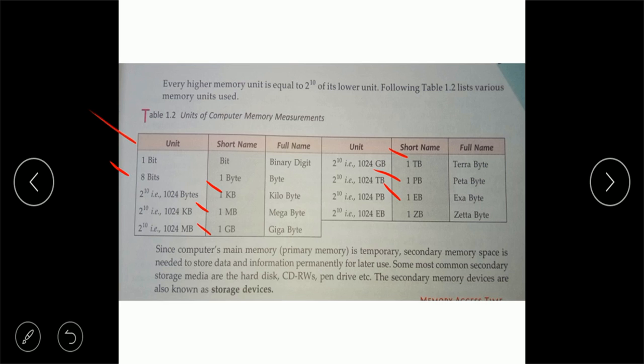Here is given an important point that every higher memory unit is equal to 2 power 10 of its lower unit, except the bit and byte, because after the byte only it starts as 2 power 10. So every higher memory unit is equal to 2 power 10 of its lower unit. You can see here 2 power 10, 2 power 10, 2 power 10, 2 power 10, 2 power 10.